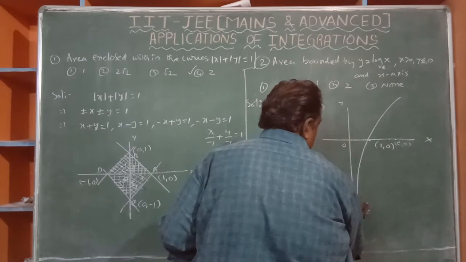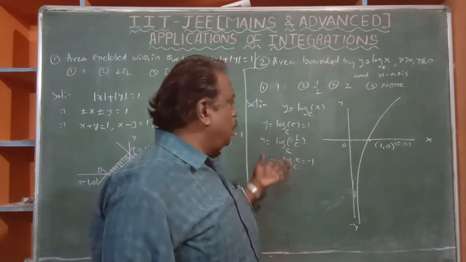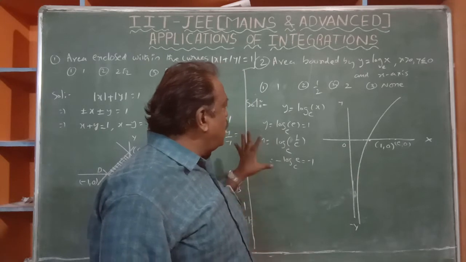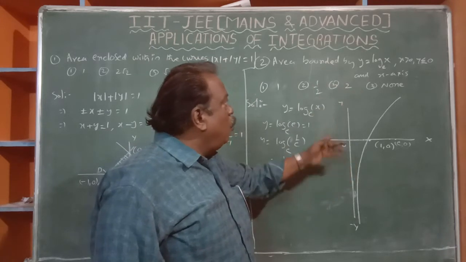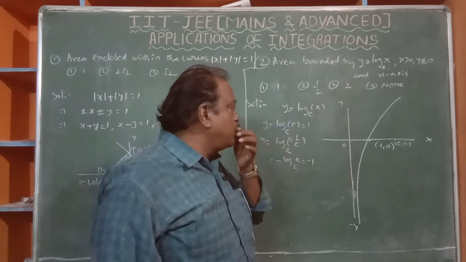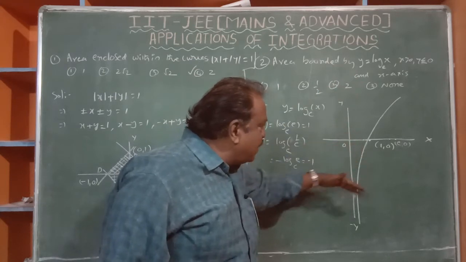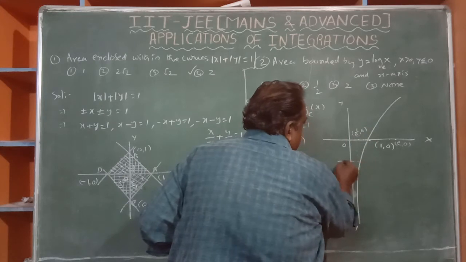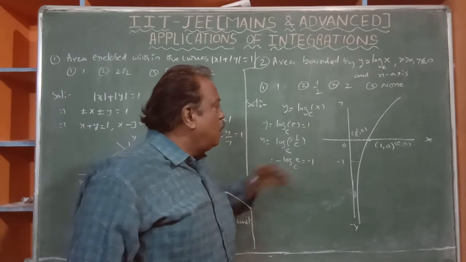It is going on. At infinity, it will meet with the y-axis, but that is not needed. We are asked for the region bounded by the curve, under the curve, within y less than or equal to 0. It is less than or equal to minus 1, minus 2, minus 3, just like that. Here is 1 by e comma 0. So it may be like this. Here it may be minus 1. When x is equal to 1 by e, we get y is equal to minus 1.